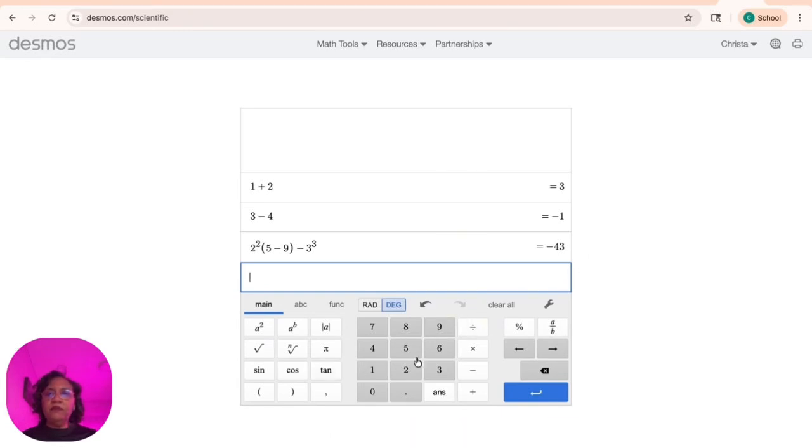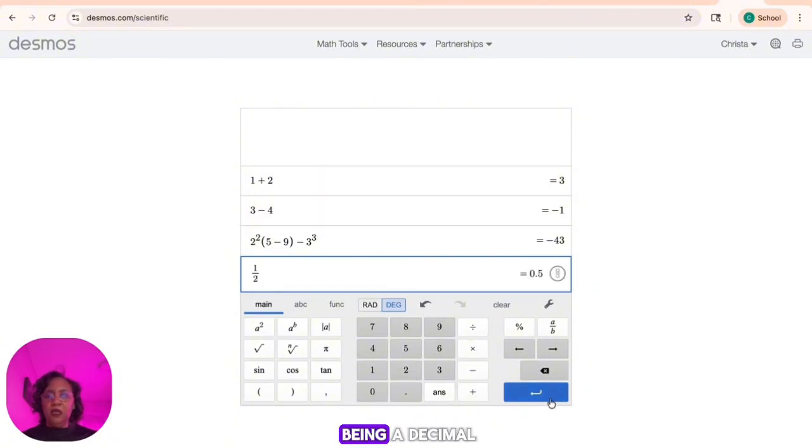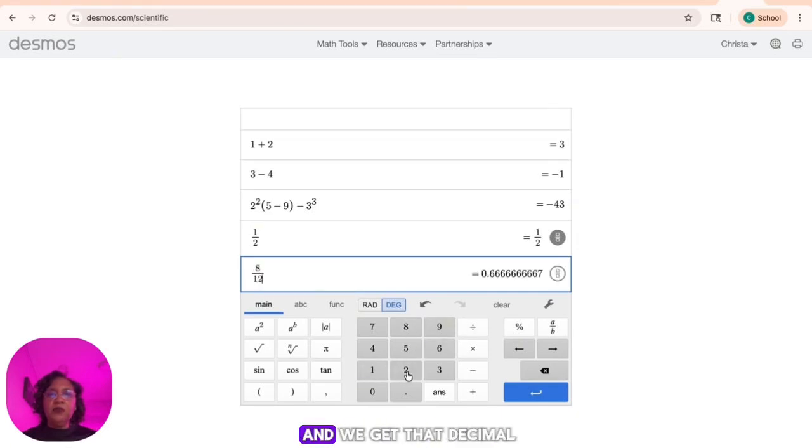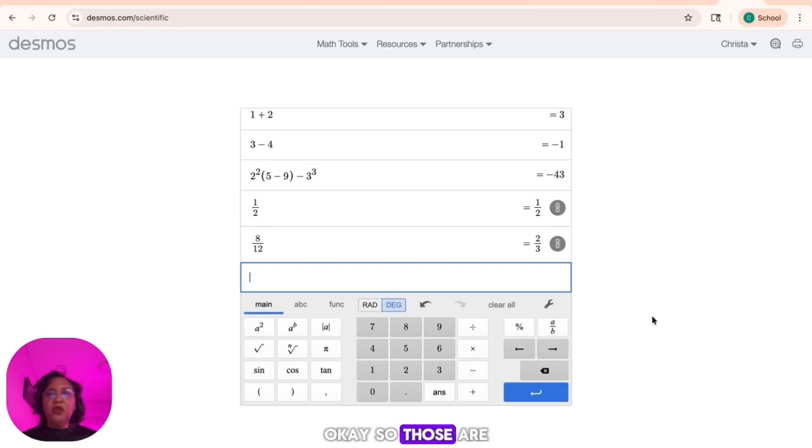And let's say we get something like 1 divided by 2 and it ends up being a decimal. Then all you have to do, if you want the fraction back, is to click that. Let's do something that is not as easy to see, let's say we do 8 divided by 12 and we get that decimal. But if we want the fraction back, it'll give it to you in the simplest form. Okay? So those are just a few things that this calculator does.